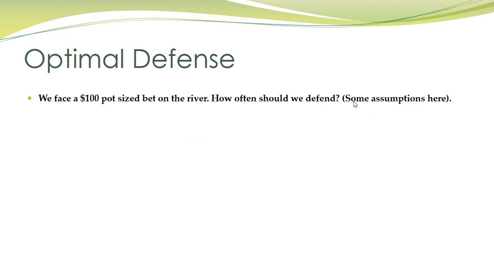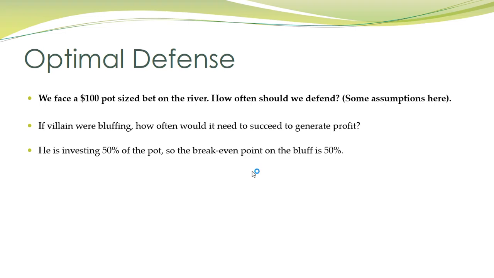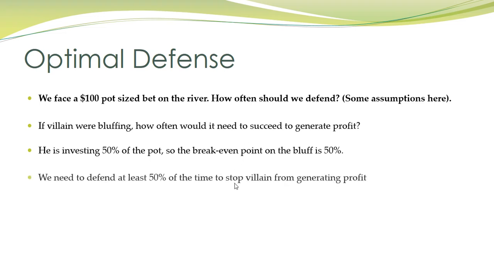I've put again in brackets some assumptions here. Hopefully you're already familiar with the assumptions because they are the same assumptions we made when considering the model where we were the aggressor. The way this works is as follows. We answer the following question. If villain were bluffing, how often would his bluff need to succeed in order to generate automatic profit? So very simple break-even threshold question. He's investing 50% of the total pot, his $100 shove plus the $100 that's already in the middle. Therefore, the break-even point on his bluff is 50%. If his bluff works more than 50%, he's generating automatic profit.